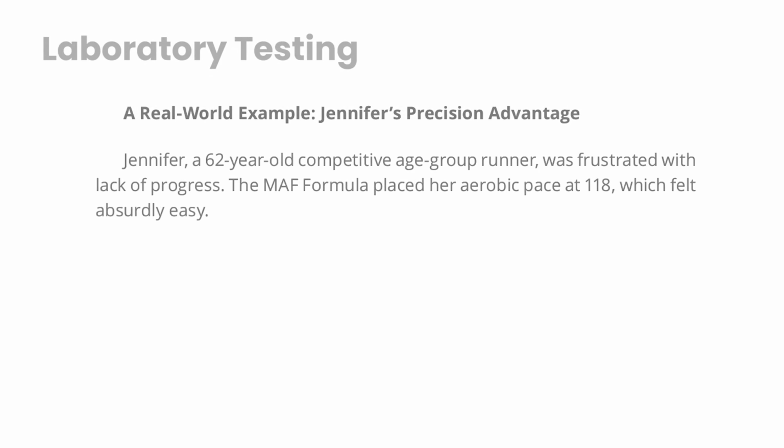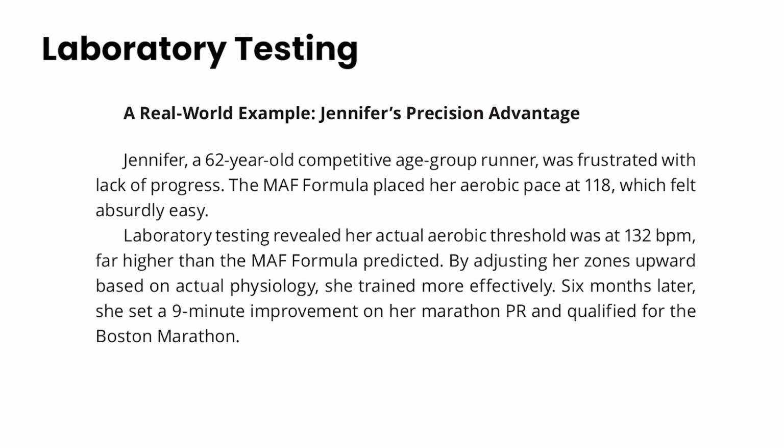Let's take a look at a real-world example by Jennifer. Jennifer is a 62-year-old competitive age group runner, and she was frustrated with lack of progress. The MAF Formula placed her aerobic pace at 118, which felt absurdly easy. Lab testing revealed her actual aerobic threshold was at 132, far higher than the MAF Formula predicted. By adjusting her zones upwards based on actual physiology, she trained more effectively. Six months later, she set a 9-minute improvement on her marathon PR and qualified for the Boston Marathon.